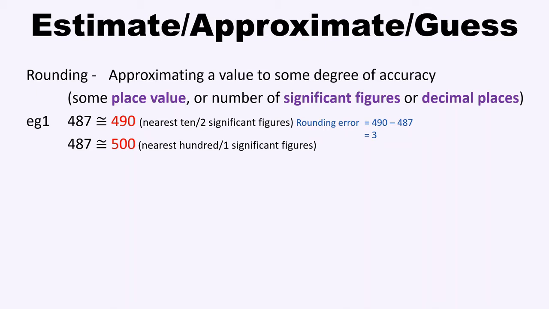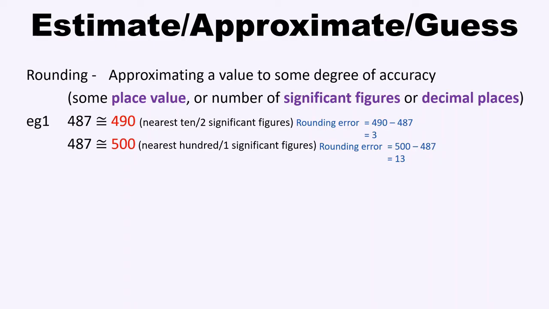When we rounded 487 to the nearest 100, saying that it's approximately the same as 500, the difference between our answer and the true answer is 13. That doesn't mean that we made a mistake when we rounded. It just means that by rounding, our answer is not 100% correct.